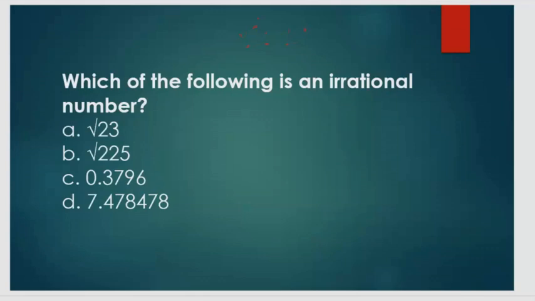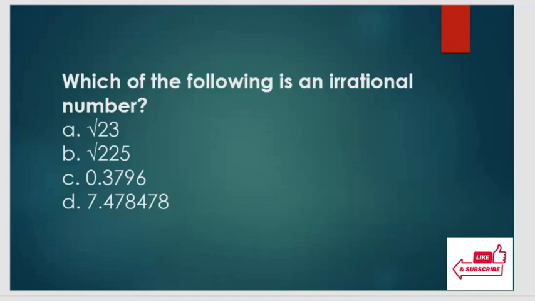Let's move to the next. Which of the following is an irrational number here? I want an answer from your side. You can give me an answer for this. Under root 23, 225, 0.3796 or 7.478478. You can see here I have given you the hint. This one is repeating, this one is terminating, this one 225 is a perfect square, and what about this root 23? So I hope you got the answer here.